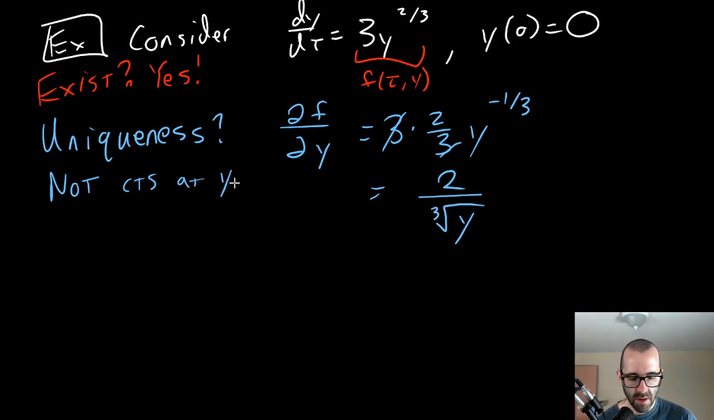All right. So we're not guaranteed uniqueness. Note that the conclusion is not that there is not uniqueness. There's no conclusion. We're not guaranteed uniqueness.